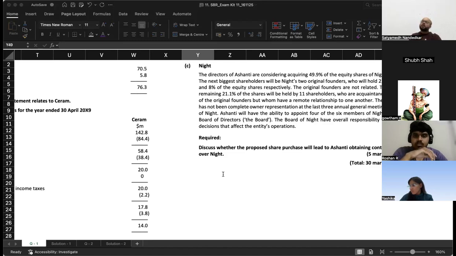Correct. You have 49.9 as you correctly pointed out, which is not 50. So you'll have to check what the other shareholding pattern is. There is one co-founder who has a 21% holding, so you can say that he has significant influence over the company. But the other people are geographically dispersed. They do not have a close relationship with one another. In the past, at least one of the investors has not attended the AGM. So that gives Ashanti majority of the voting rights, plus the ability to appoint key managerial personnel. You are in a position to appoint a majority of members on the board.